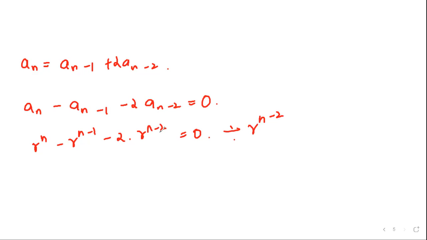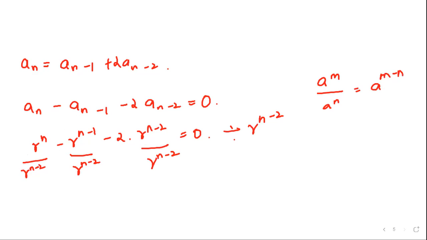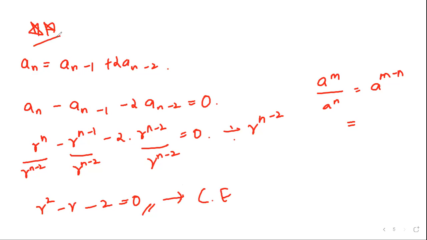So you will divide it by r^{n-2}. Once you divide this by r^{n-2}, a power m divided by a power n will give us a power m minus n. I hope you remember this, exponents and powers. So we will have r squared minus r minus 2 is equal to 0. This is how you get the characteristic equation. I hope you remember this from our earlier theorems. I may have probably taught this in only theorem 1, but the same methodology needs to be followed for all the theorems till theorem 6.